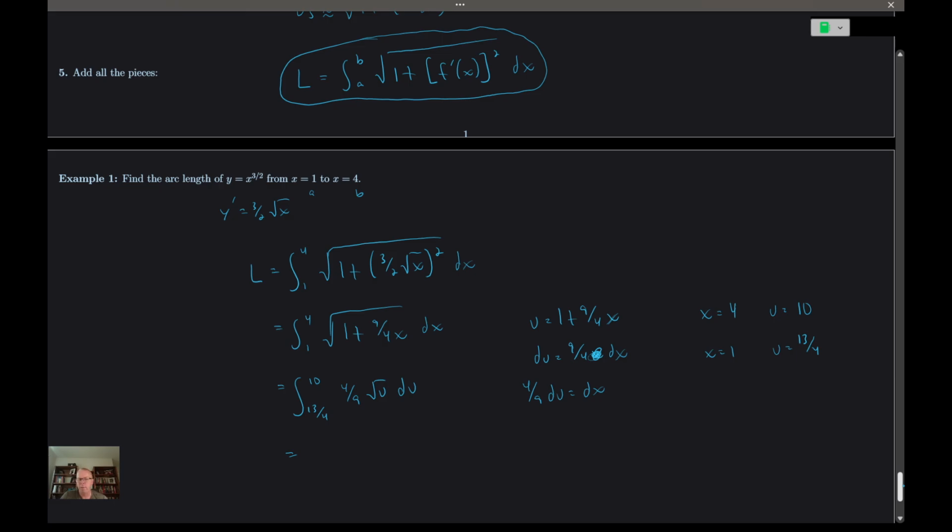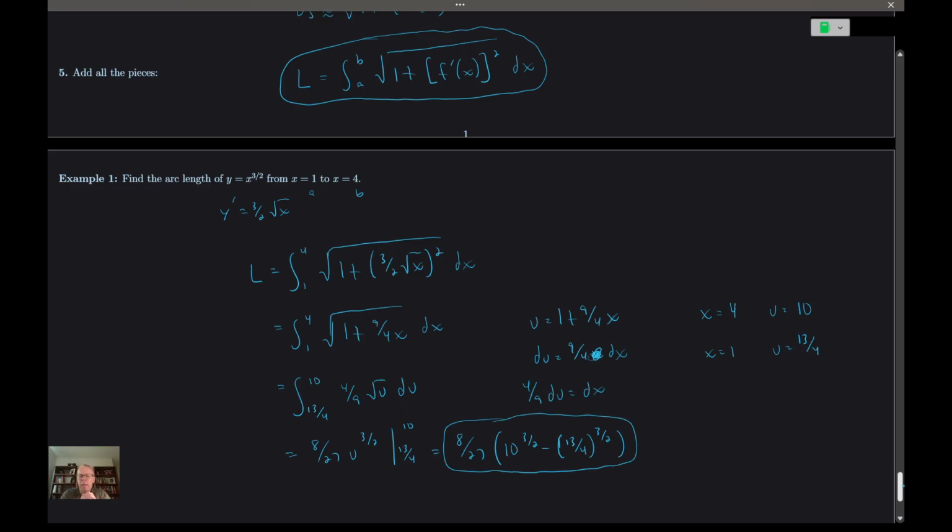All right, so then we'll add 1 to the exponent, divide by the new exponent, so we get u to the 3/2. We'll divide 4/9 by 3/2, and we get 8/27 u to the 3/2, and that is evaluated from 13/4 to 10. Now we can just plug this in, and we're not going to simplify this. We'll just leave it 8/27 times 10 to the 3/2 minus 13/4 to the 3/2.